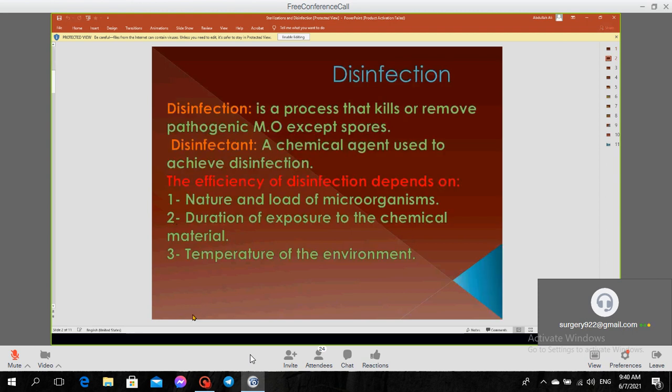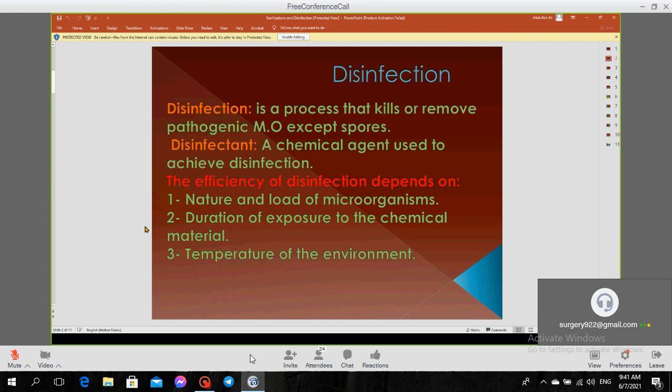Disinfection is a process that kills or removes pathogenic microorganisms except spores. يفضل انه تفتهموها، تحفظون بعض الشغلات. ممكن تجيكم مقارنة بين الاسترلايزيشن والديسانفكشن. من التعريف الديسانفكشن هي اقل درجة من الاسترلايزيشن. ديسانفكشن هي راح تقتل البكتيريا والميكروبات باستثناء السبورز. واضح التعريف.